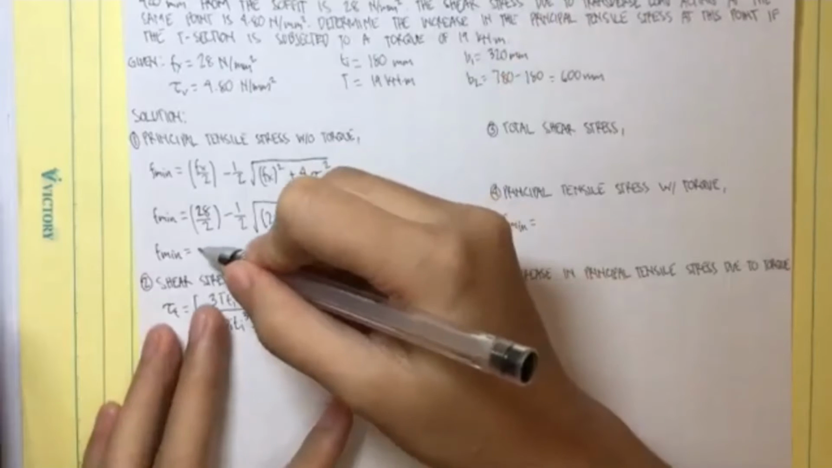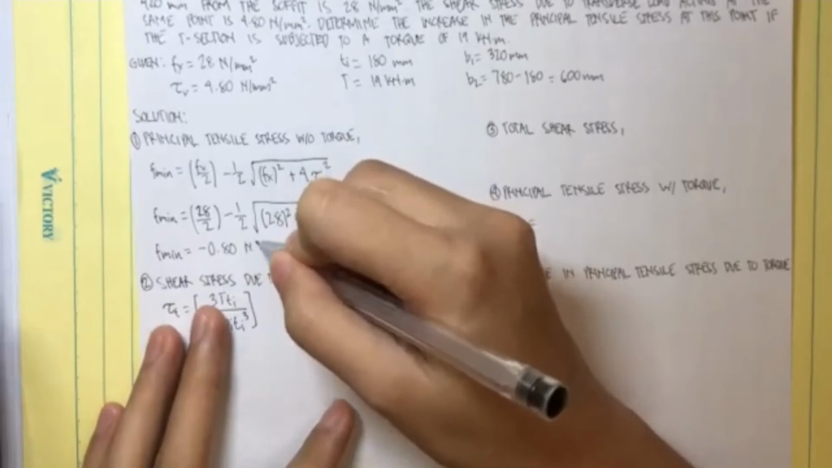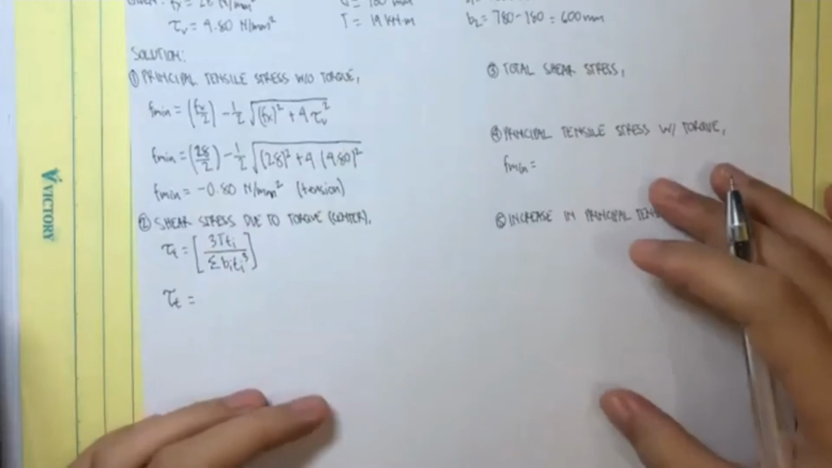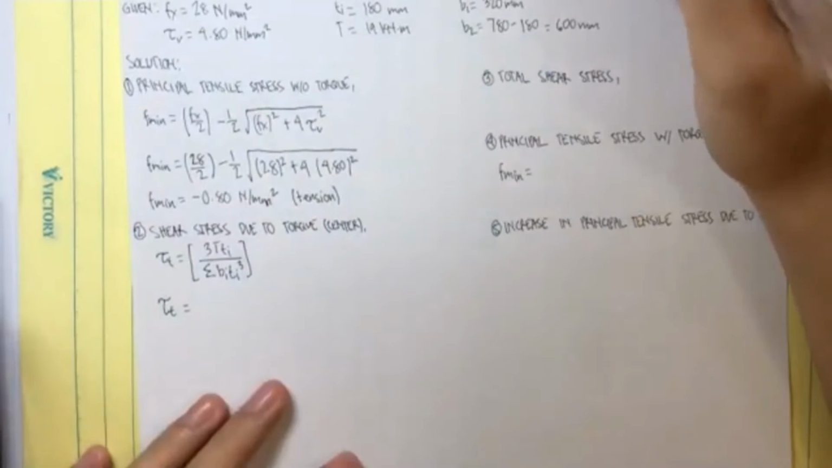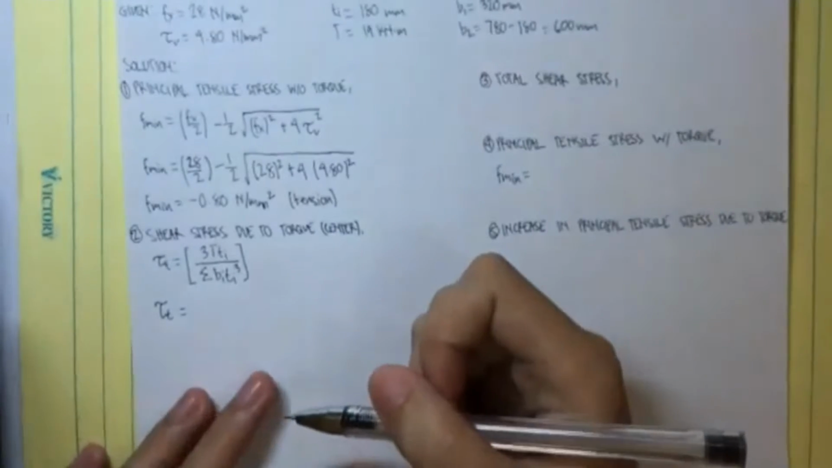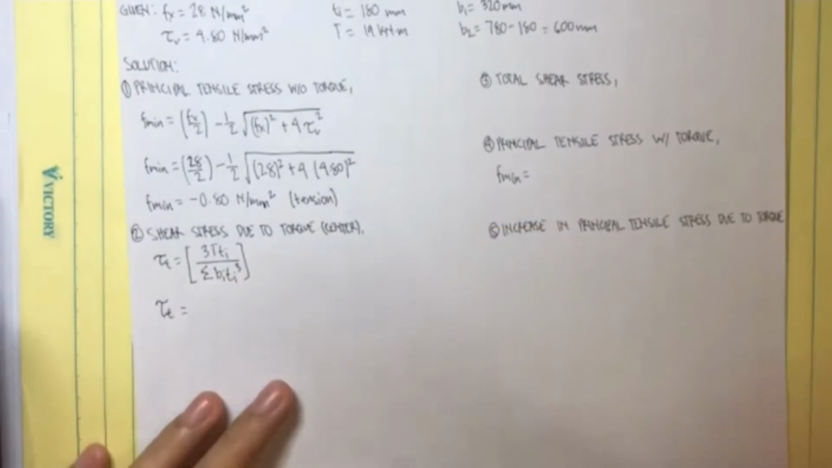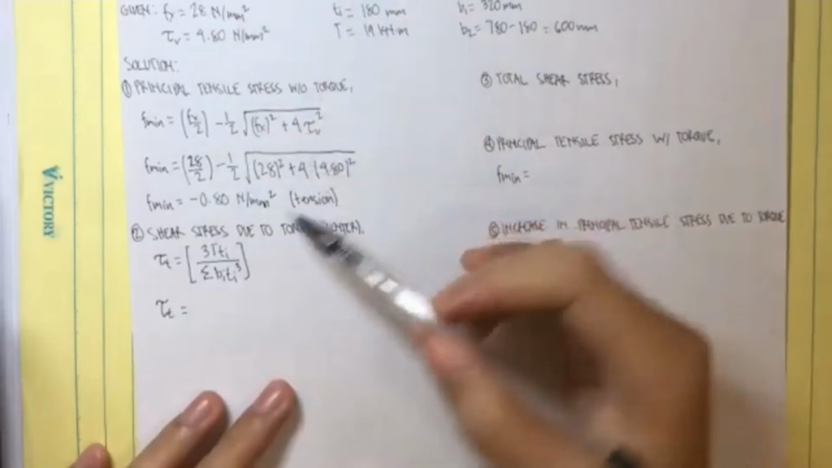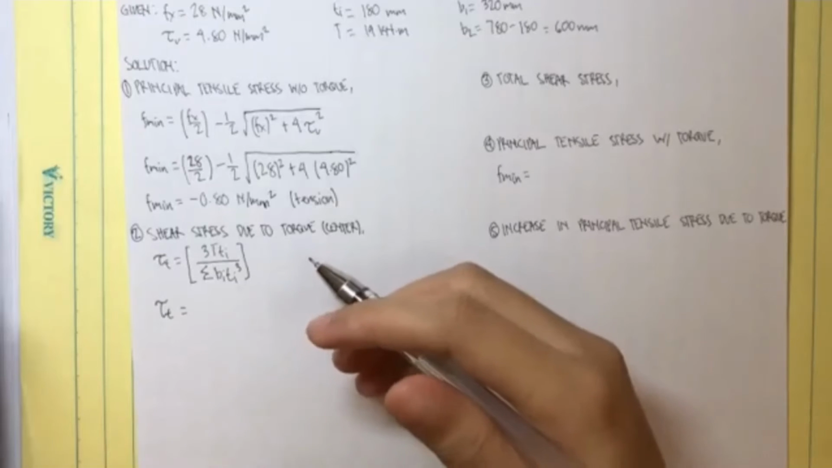squared. Negative 0.80 Newton per millimeter squared. So, sunod na kunin mo naman is yung shear stress due to torque doon sa center ng web. So, ito yung magiging formula natin. Shear stress due to torque is equals to 3 times yung torque na binigay times Ti all over summation ng Bi times Ti raised to 3.